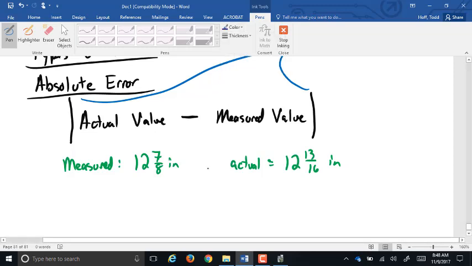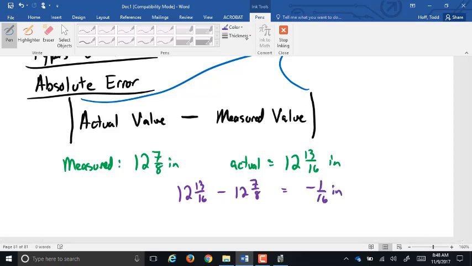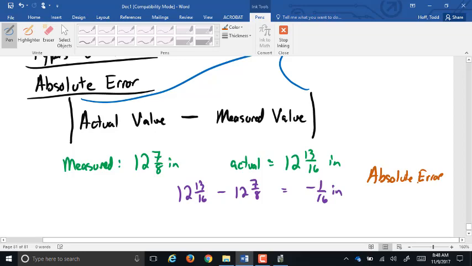If we were to subtract actual minus measured, 12 and 13/16 minus 12 and 7/8 is actually a negative 1/16 inch. So what that's telling us is our absolute error is 1/16 of an inch. Notice I don't worry about whether it's negative or positive. It's just a 1/16 of an inch difference.